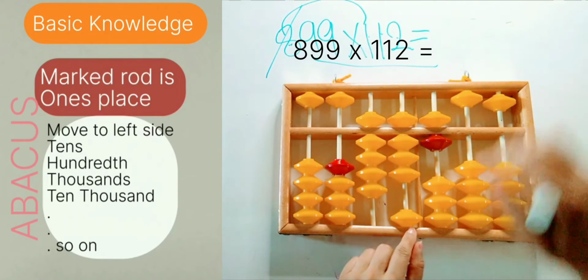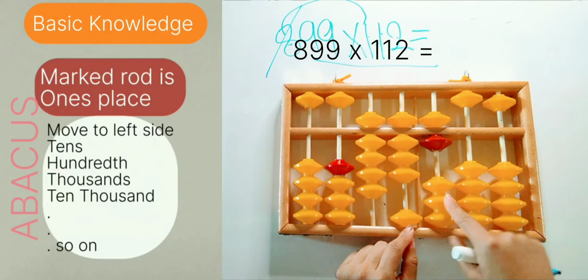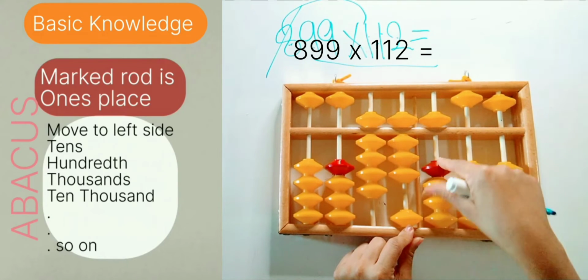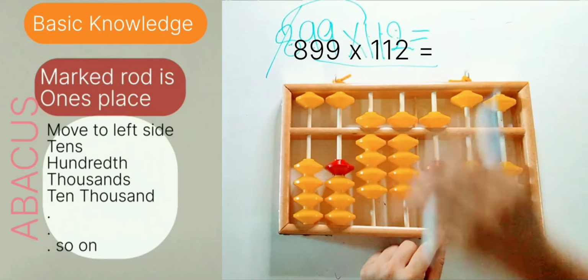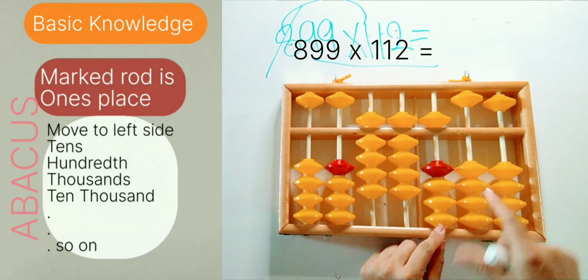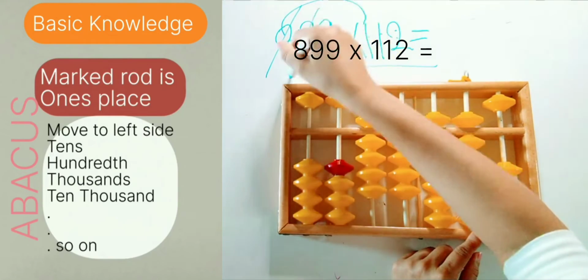Okay, change. 9 times 1 is 09. So we have only 3. So one more time, reduce this one, borrow this one. Okay, change. 9 times 2 is 18. 1 and 8. Change. We finish this 9 also.